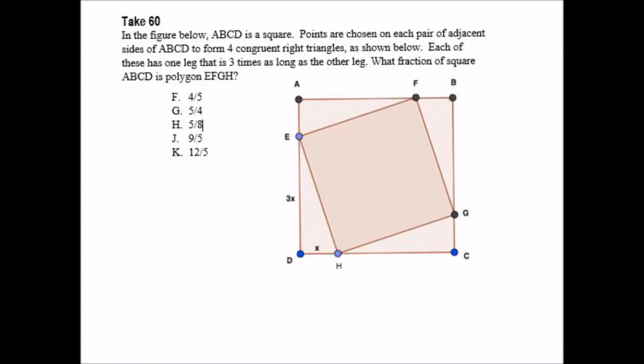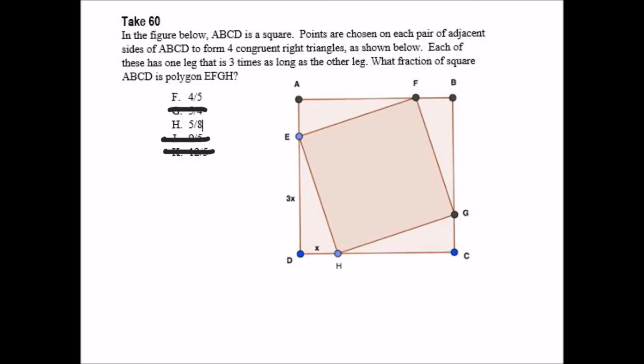Before I even get started then, I know I'm looking for a fraction. What I'm going to do is eliminate anything that's got a fraction that's larger than 1. So you see, for example, G is 5/4. Well, that would mean that the area of the little square is bigger than the area of the big square, so that option is gone. Secondly, you see J is 9/5. Again, the little square can't be bigger than the big square, so that option is gone. And K is 12/5, so the little square can't be larger than 1. So all three of those options are eliminated. So it really comes down to, is it 4/5 or 5/8?